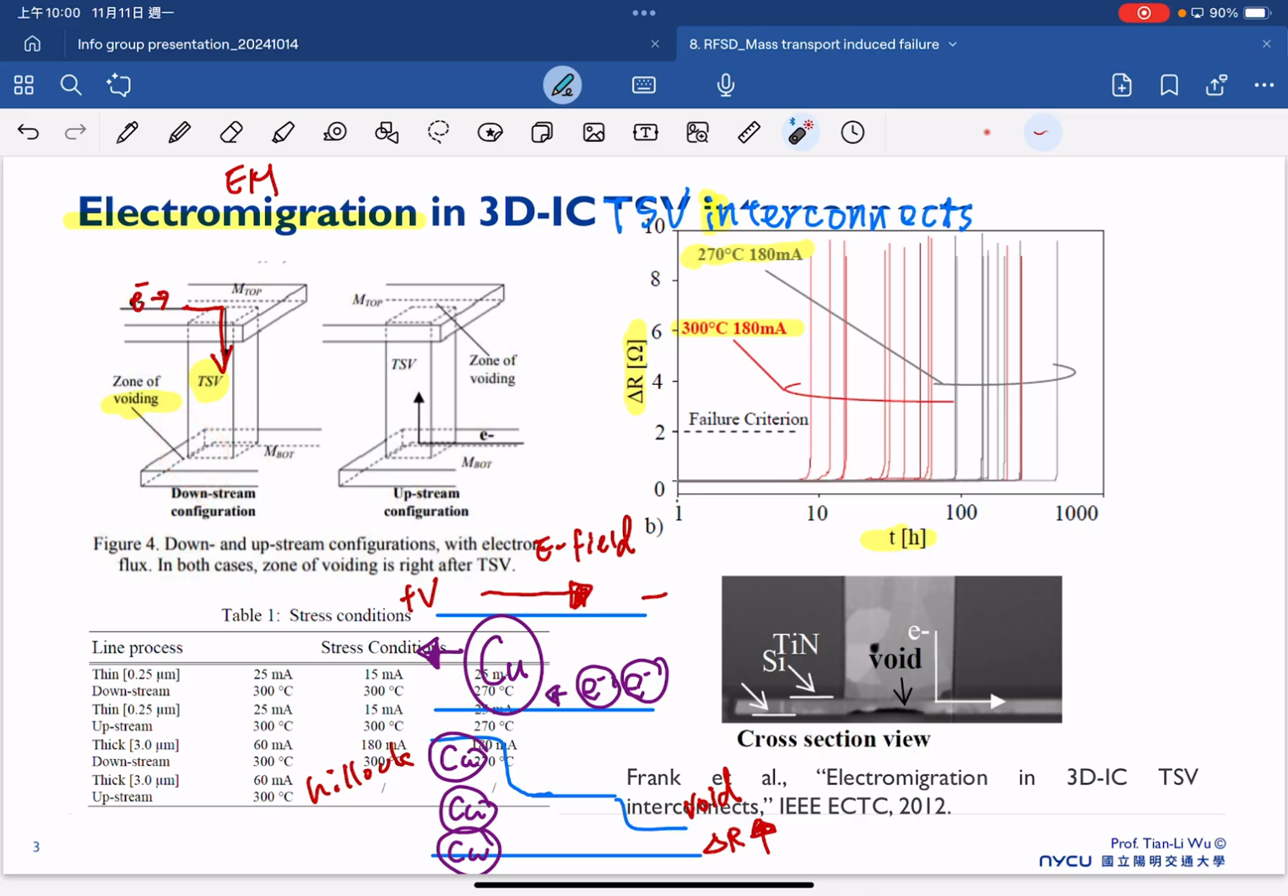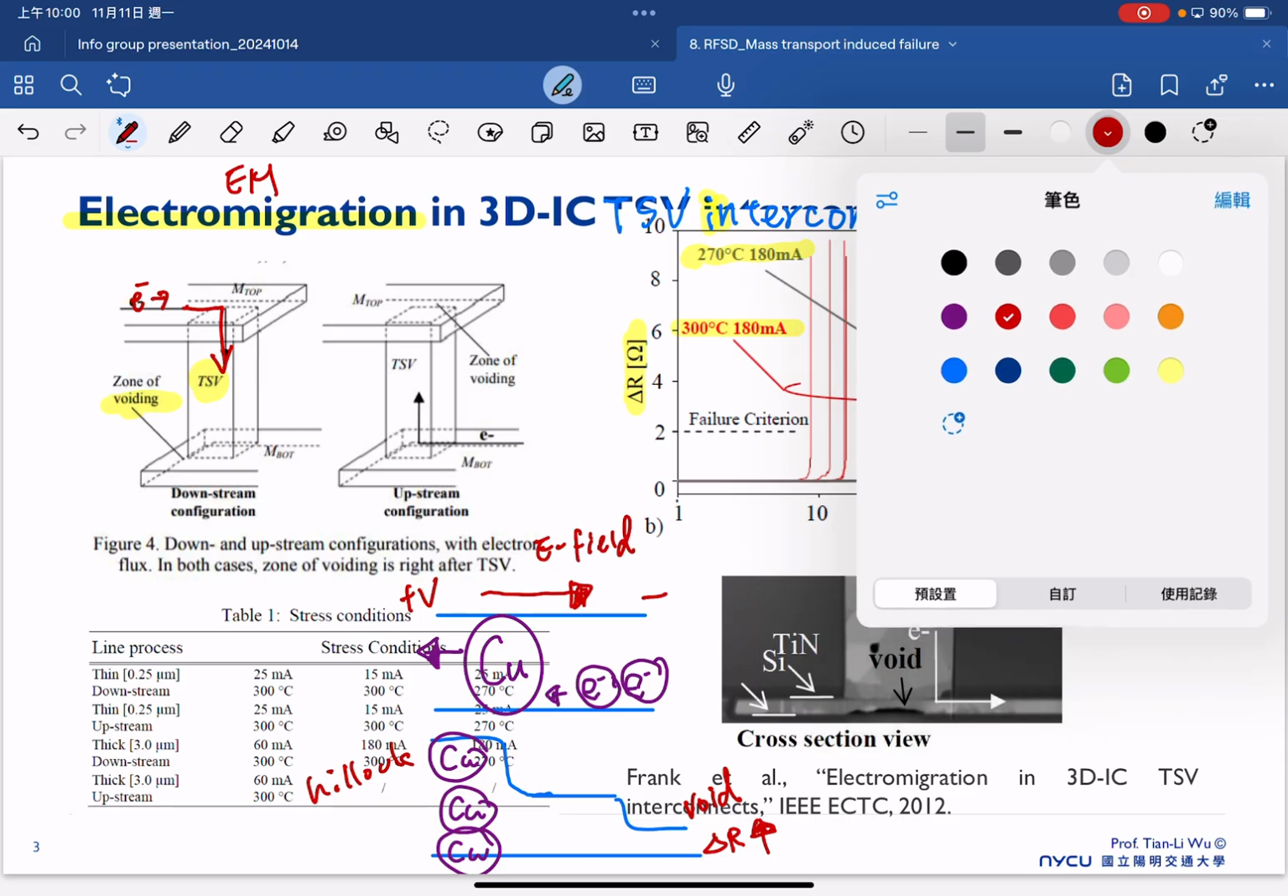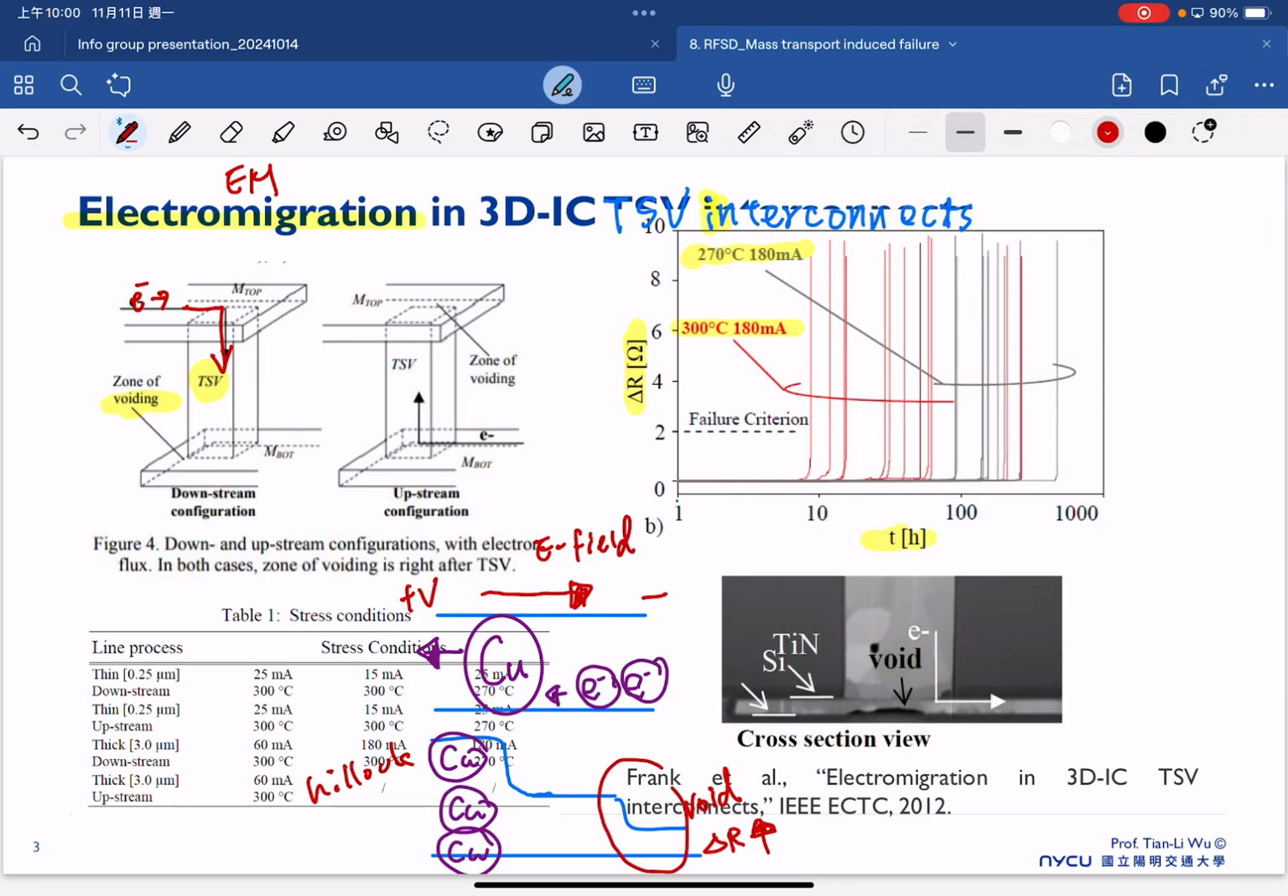And you can see this is an experimental result here. You can see there's a void formation here, in our TSV flowing here. But now this region is getting thinner and thinner, and therefore the resistance is getting higher as well. That causes a problem for our TSV interconnection. So this is one example of electron migration in 3D IC TSV interconnects.